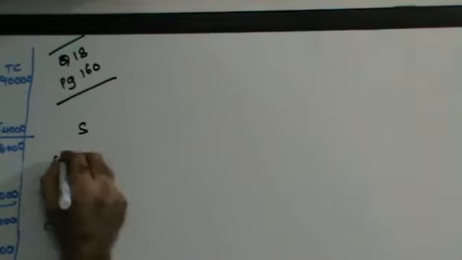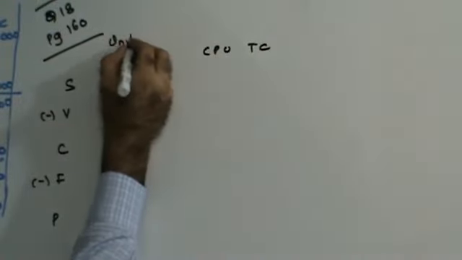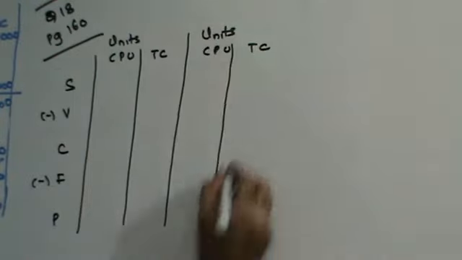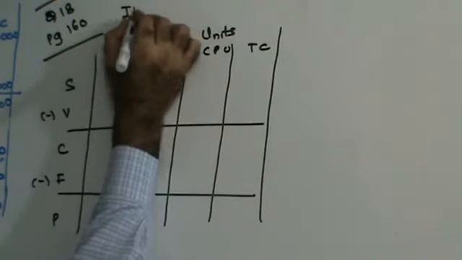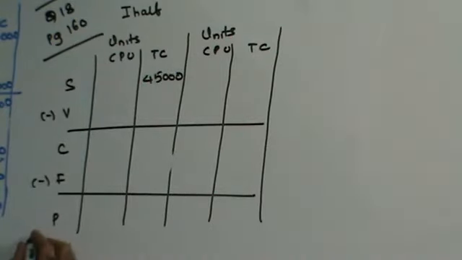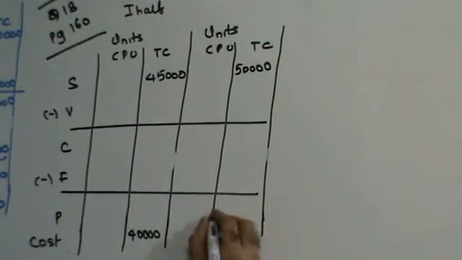Question number 18, page 160. They give you data for 2 periods. For the first half of the year, sales is 45,000 and total cost is given to you as 40,000. During the second half of the year, sales is 50,000 and total cost is 43,000. Fine. Let's see this.